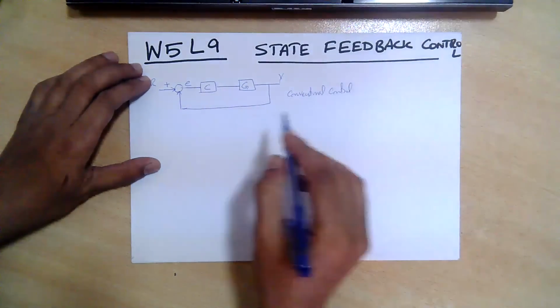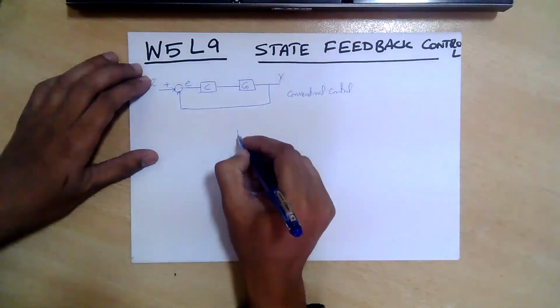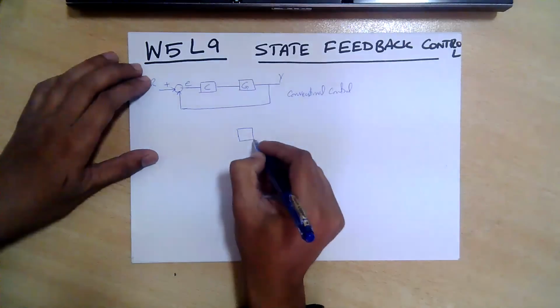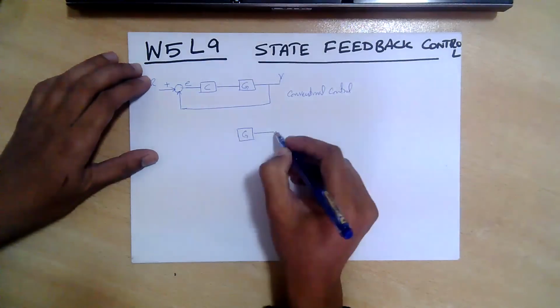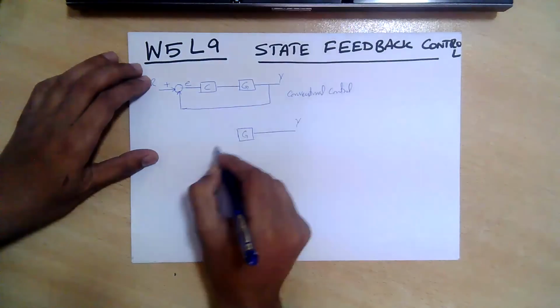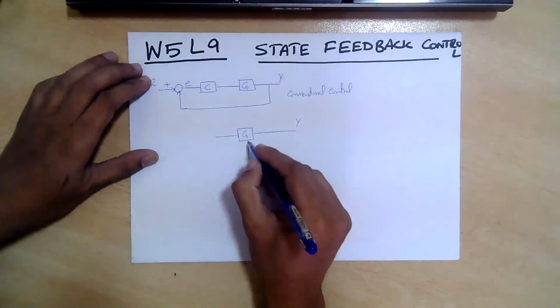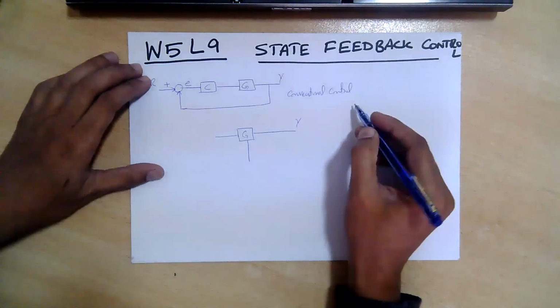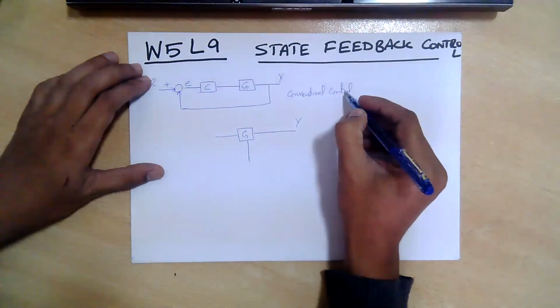State feedback control is different. In state feedback control, you don't measure the output parameter. This is the system, and here is the output, and we measure the states of the system. What are the states of the system? States are the parameters for which the derivative of those parameters exists in the system dynamics.